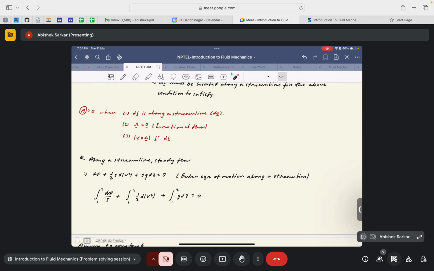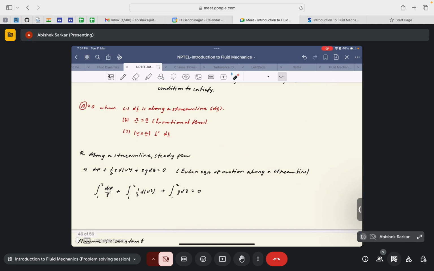Now if we apply this equation between 2 points along a streamline, 2 points can be anywhere, but those 2 points have to be on the same streamline. Then, if we divide all the terms by density, we can write integrating from 1 to 2 of dp by rho, plus integrating from 1 to 2 of half d(v squared), plus integrating from 1 to 2 of g dz, which is equal to 0.